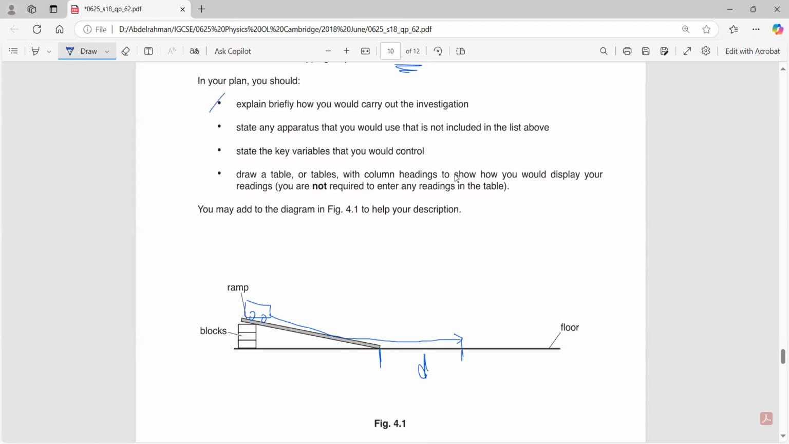You need to explain the procedure. You need to state any apparatus that you would use and the key variables. Draw a table, and definitely write down a very simple conclusion. Good. First of all, let's write down the steps.